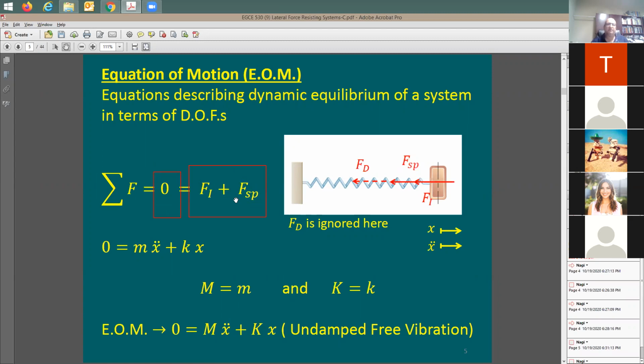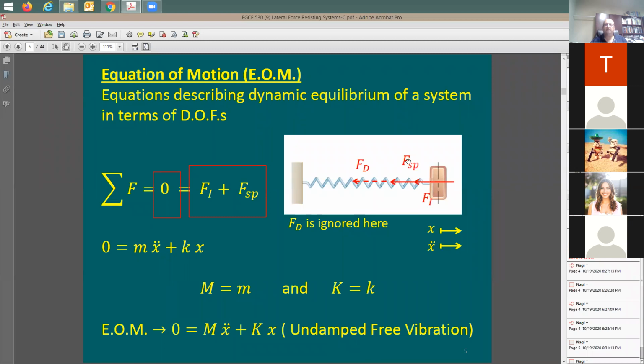What are the internal forces? Now let me look at this. Internal forces, number one is going to be the inertia force. What is inertia force? It's mass times acceleration. Now when this moves, it moves with some acceleration. So if you take this mass, multiply by the acceleration, it's going to be equal to the inertia force.